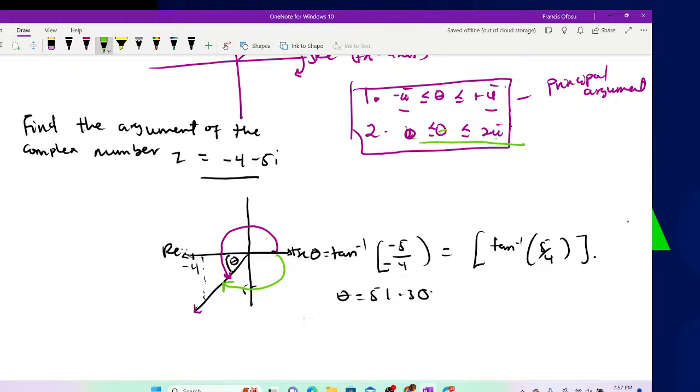So let's say by convention 1, I'll have my argument to be equal to 180 plus what? 51.30. And that is going to give me what? 180 plus 51.30. That will give me 231.3.